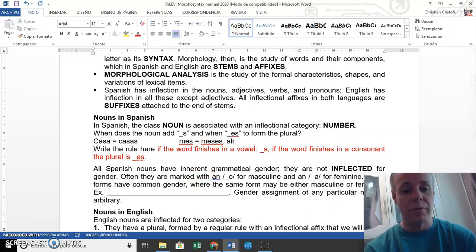Let's try árbol, for example. Árbol. This L is a consonant, so the rule says that I need to write árboles, not árbols. Clear? Very good. Let's continue then. We don't have much time.